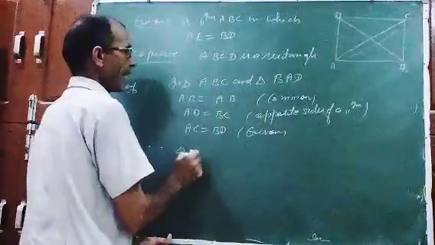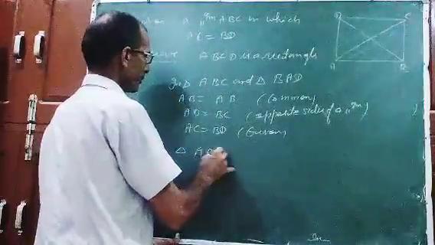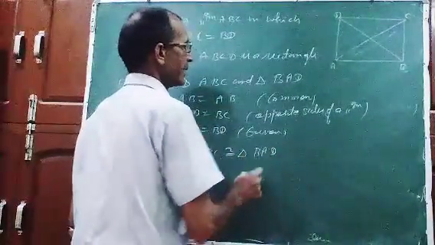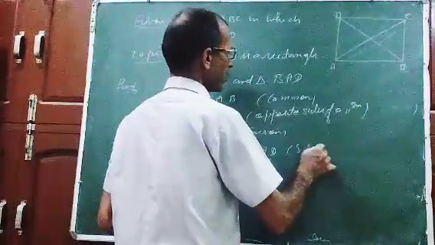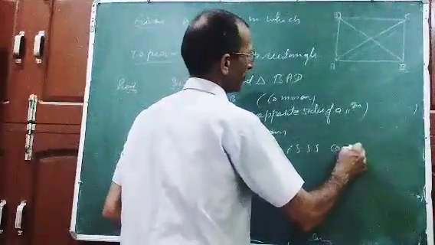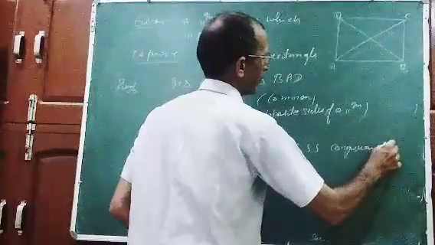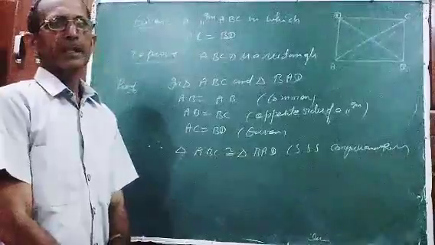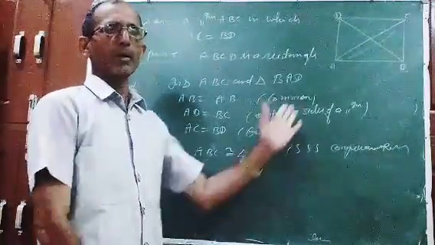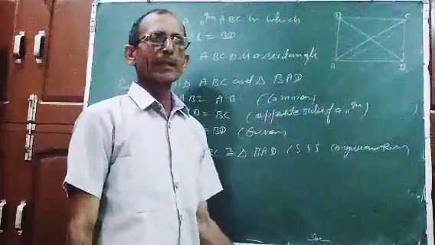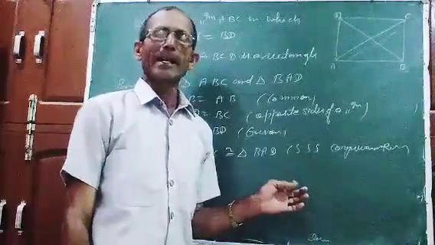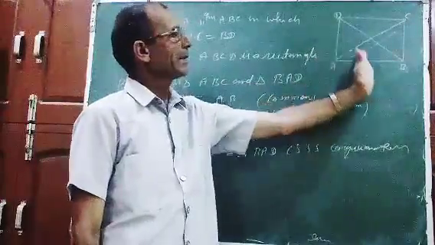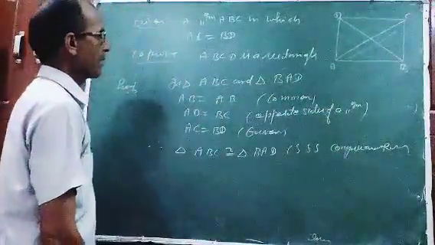Therefore, triangle ABC is congruent to triangle BAD, by the side congruency rule. You know the properties of congruency. In two triangles, if all the sides of one triangle are equal to the corresponding sides of the other triangle, then we can say both the triangles are congruent. Now I proved this triangle is congruent to this one. Therefore, their corresponding parts will be equal.